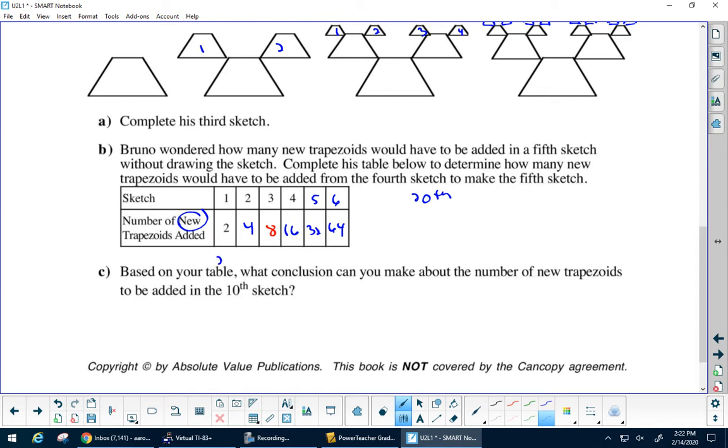This is 2 to the 1. This is 2 to the 2. This is 2 to the 3. This is 2 to the 4. This is 2 to the 5. This is 2 to the 6. So to find the 20th, I would do 2 to the 20th.